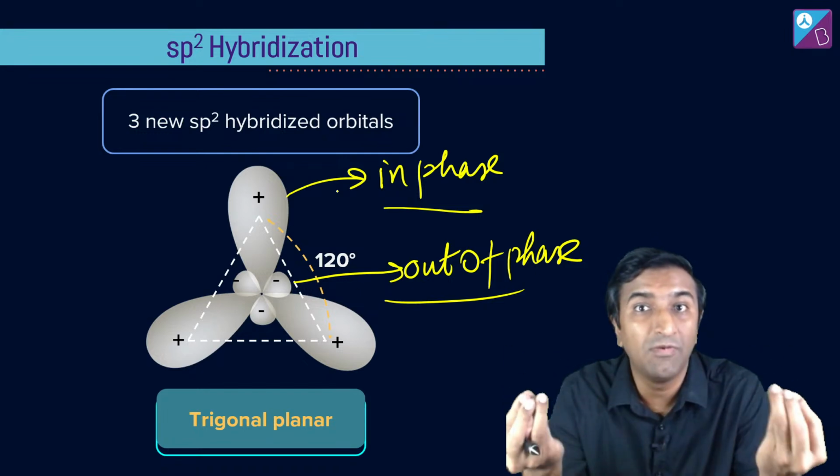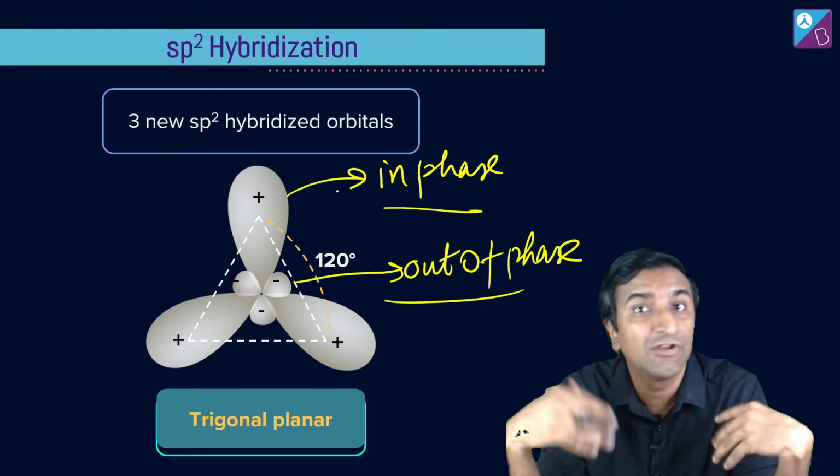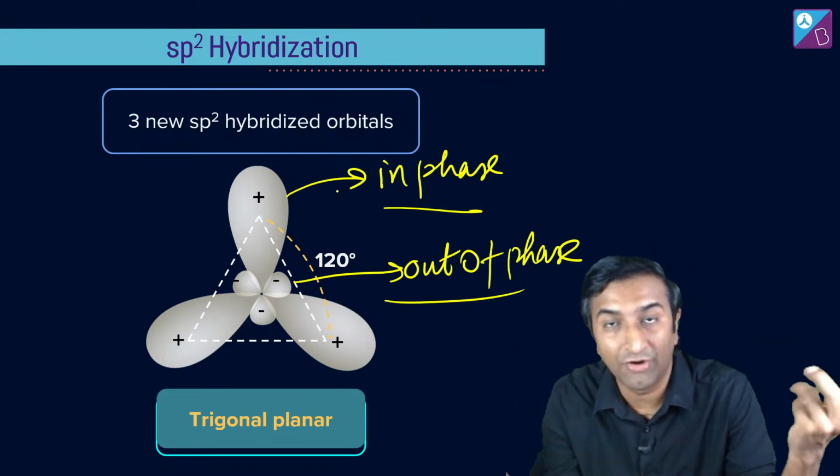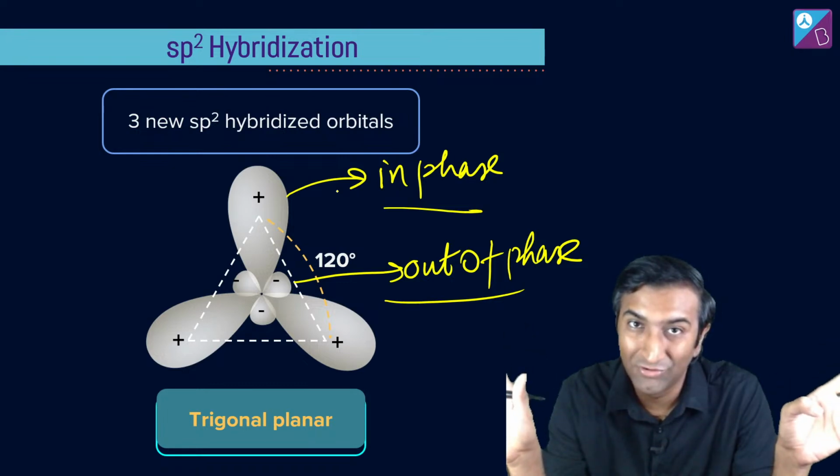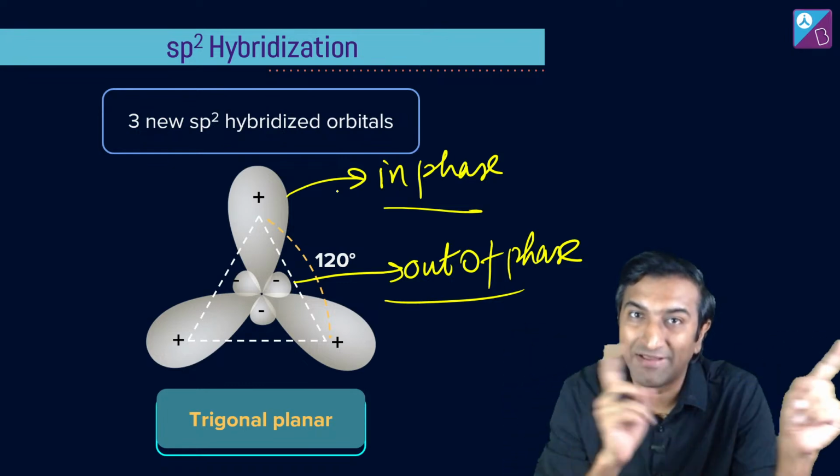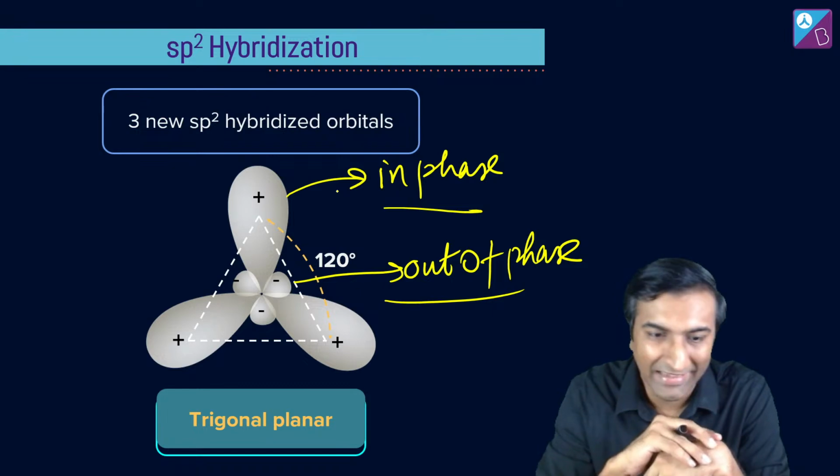What are wave functions? Probability of finding electrons. That is what an orbital is, right? Probability of finding an electron. Anyway, I have told you this in the last session. If you don't remember, please revise it. Let's move on to the next idea.